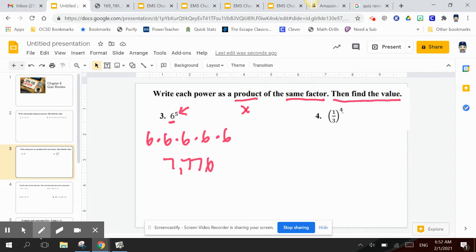Number 4, 1/3 to the 4th power. 1/3 is my base number. That's the number I'm multiplying. I need 4 of those. So I have 1/3 times 1/3 times 1/3 times 1/3. So to find the value, I take 1 times 1 times 1 times 1, which is 1, over 3 times 3 times 3 times 3. So 3 times 3 is 9, times 3 is 27, times 3 is 81.